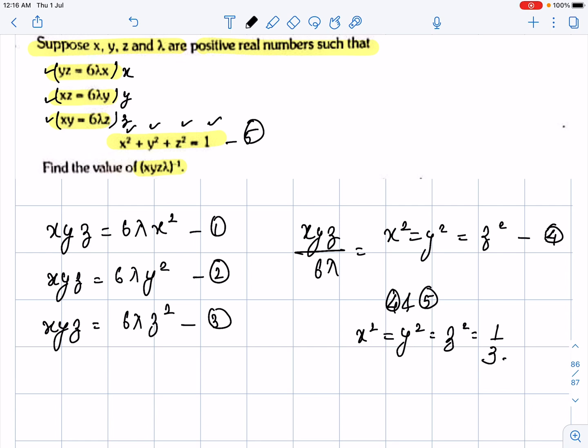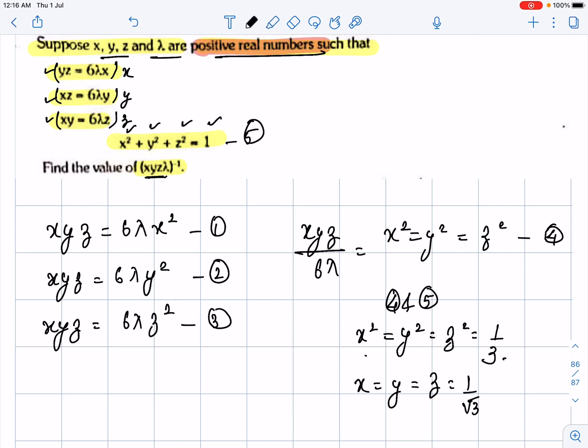Now guys, I want the value of what? I want the value of x, y, z lambda to the power minus 1. So I would have to get the value of lambda as well over here. Now guys, x, y, z and lambda are positive real numbers. It was given to us. So I would not be considering minus 1 by root 3 when I take the square root. So when we solve this quadratic, we'll get plus or minus 1 by root 3, but we'll be considering plus 1 by root 3 only, because in the question itself it is written that they are positive real numbers.